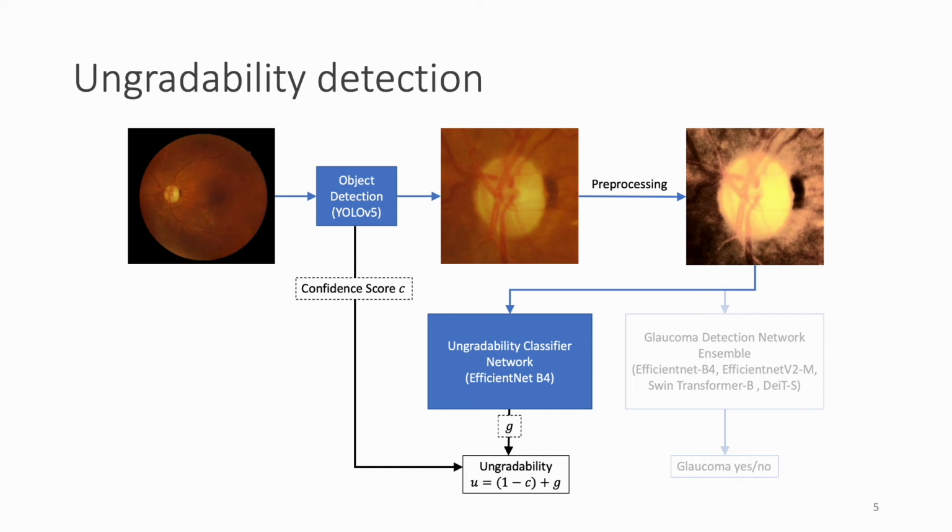Therefore, we based our approach for ungradability detection on whether an optic disc can be found, as ophthalmologists primarily use its morphology to detect glaucoma in color fundus images. In this sense, we used the confidence score to give us a first hint about whether the image is gradable or not. So if the confidence score of the bounding box detector is high, which means that it has very likely found a region of interest with an optic disc inside, we reduce the likelihood for ungradability. However, if the confidence score is low, we increase the likelihood for ungradability. This is included in the first term here.